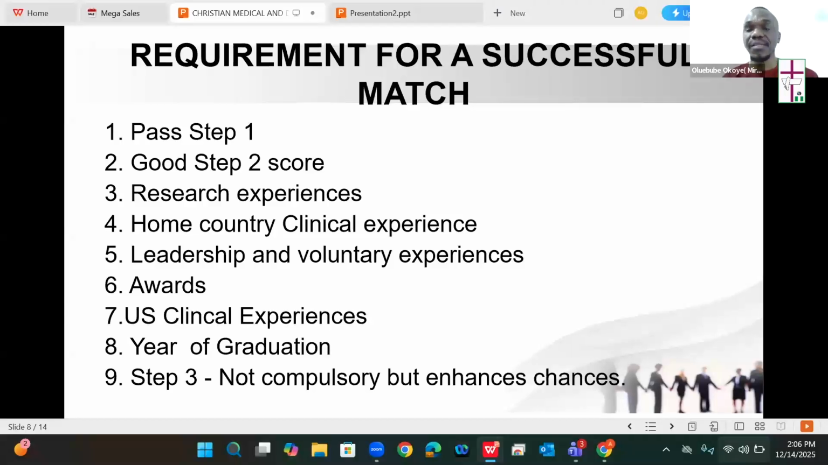Then having research experience is very important. So for those of us in medical school who are already doctors in residency, you need to have some research experience. It's not a must, it's not compulsory, but if you have it, it's a plus. All right.